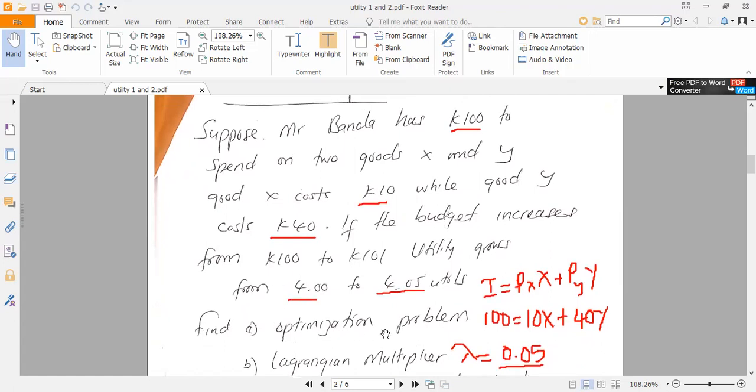The optimization problem is simply the budget line, which is given by income is equal to price of X times X plus price of good Y times Y. So our income here is 100 kwacha. Good X is 10 kwacha, so 10X. Good Y is 40 kwacha, so 40Y. So this is 5 marks, giving you the formula of the budget line. Is that clear?